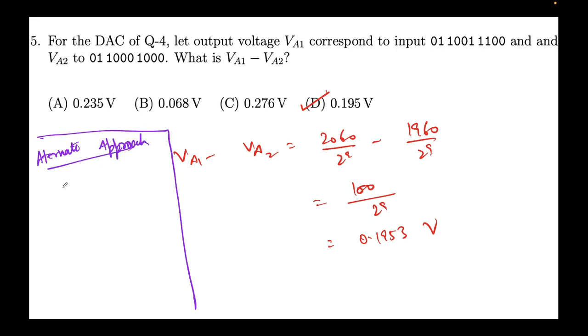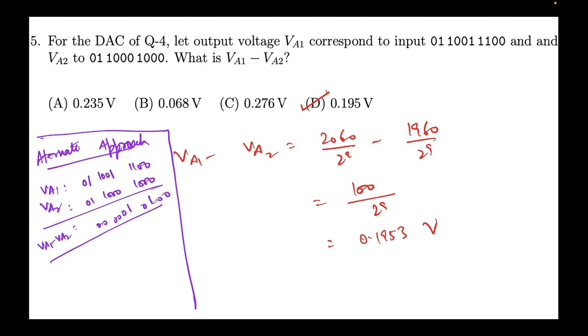Alternate approach. I'll write VA1 and VA2. VA1 is 01 1001 1100. VA2 is 01 1000 1000. And their difference, VA1 minus VA2, would be 00101 00000, right? So you get this as the difference.